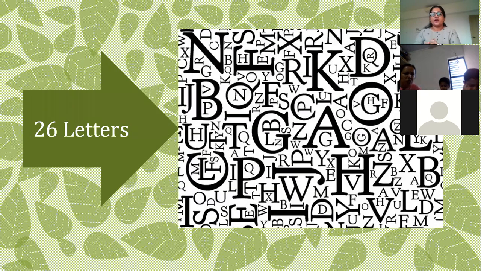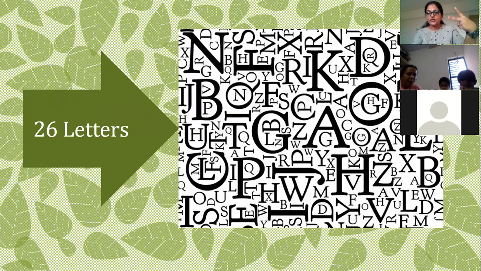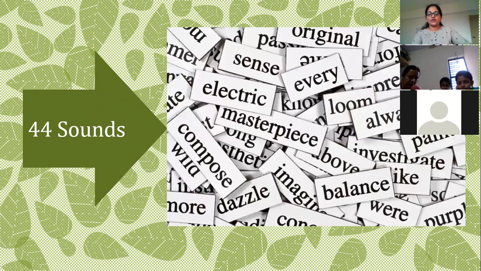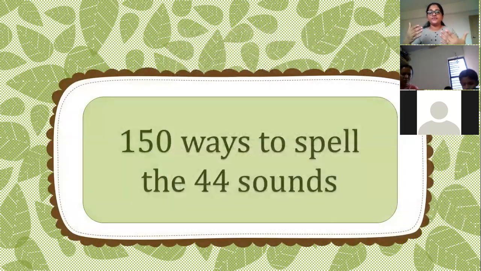So what we have seen so far, we have 26 letters in the alphabet and then we have 44 sounds. We have also seen what they are in the previous slides, and now why phonics becomes difficult. We are getting into that particular part. Though we have 26 letters and 44 sounds, we have 150 ways to spell the 44 sounds. It will be really confusing. Let me explain more, then you can understand it easily.